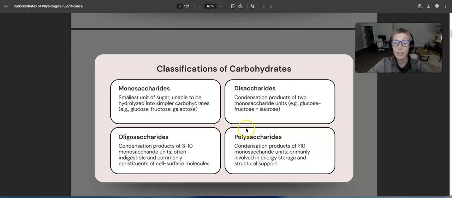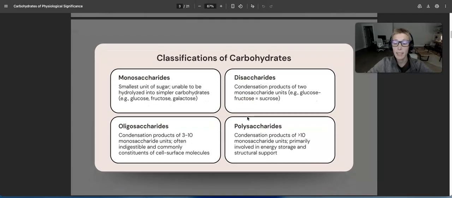Monosaccharides are the smallest unit of sugar and are unable to be hydrolyzed into simpler units. Disaccharides are the condensation products of 2 monosaccharides. For example, the condensation product of glucose and fructose, which are both monosaccharides, is the disaccharide sucrose.